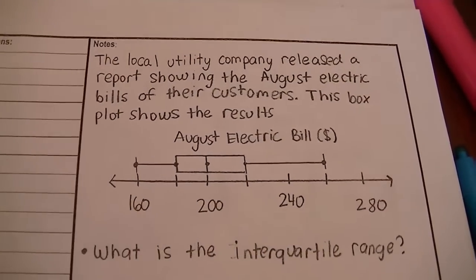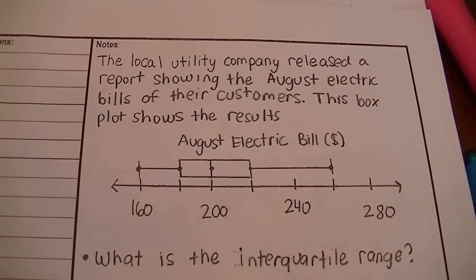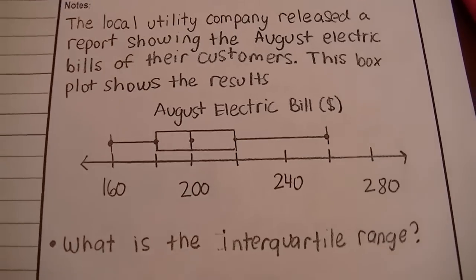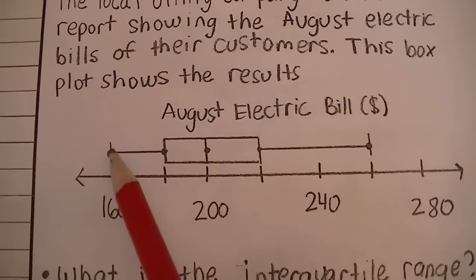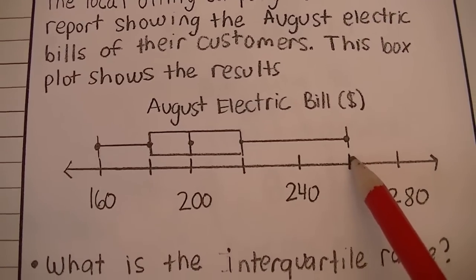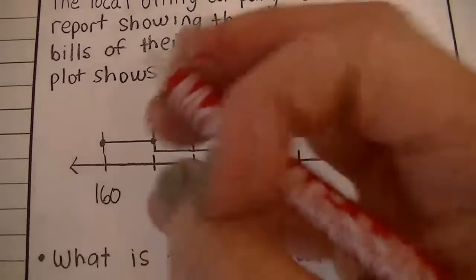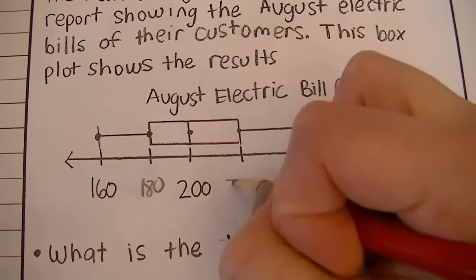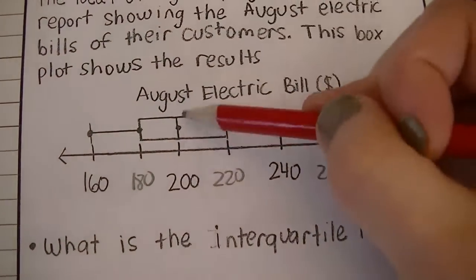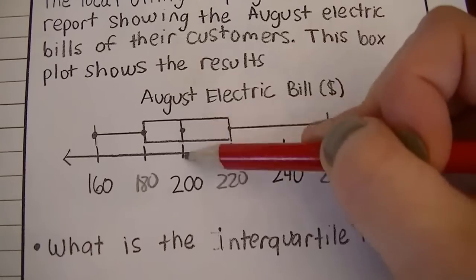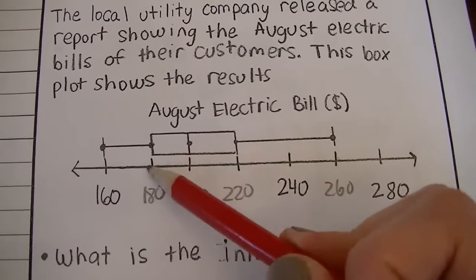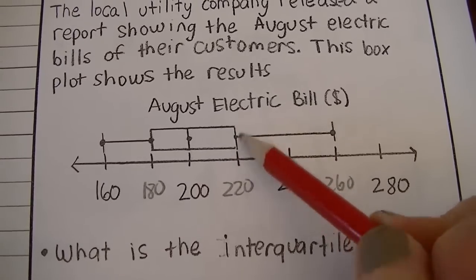This example says the local utility company released a report showing the August electric bills of their customers. This box plot shows the results. So we got a lower extreme of 160. We have got an upper extreme of, let's see, we're counting by 20. So our upper extreme is 260. Our median electric bill, so the middle number in all of this data, is 200. Our lower quartile is 180. Our upper quartile is 220.